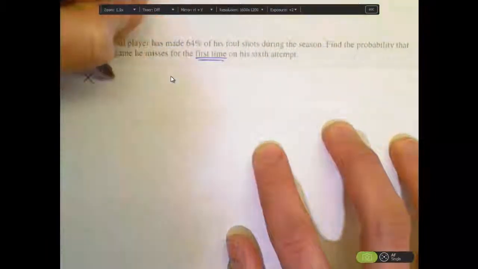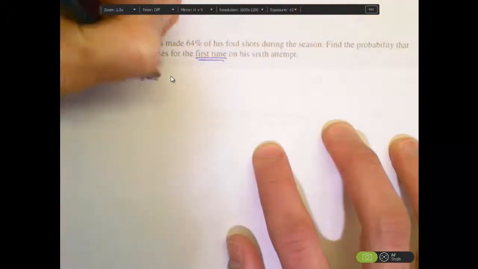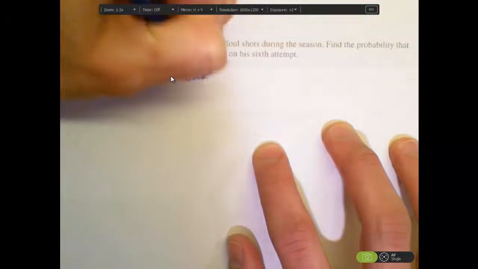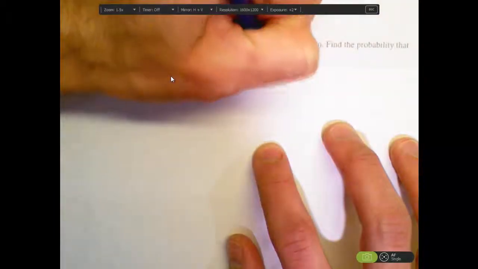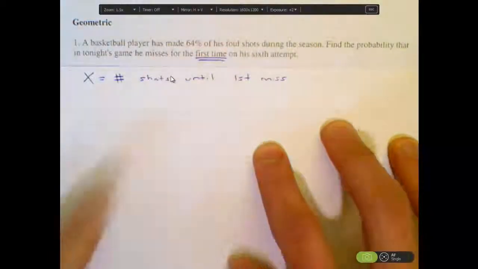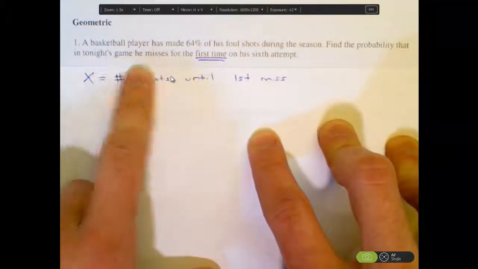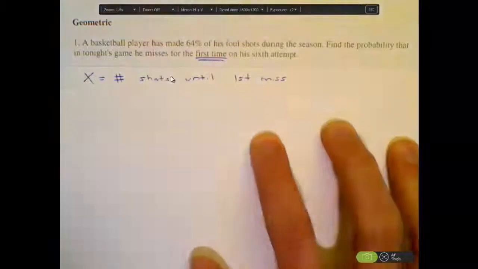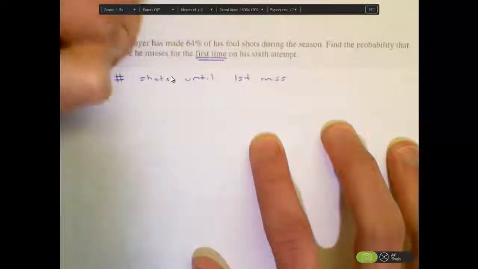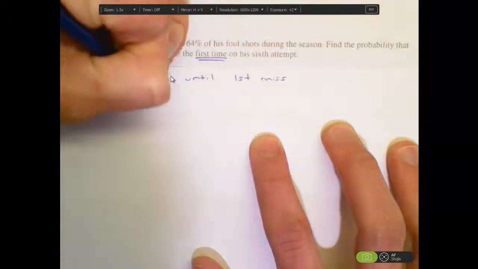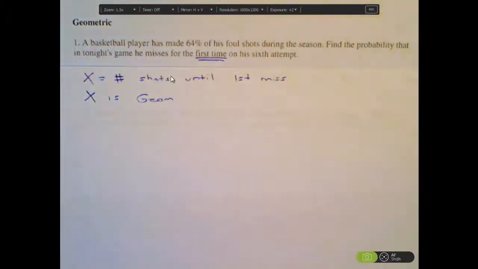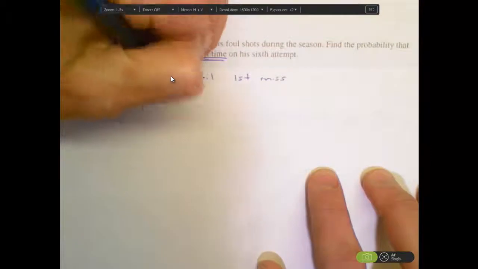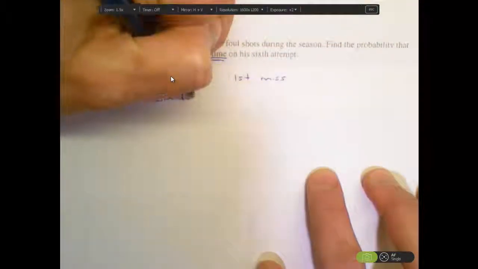Okay, I need to start by identifying a random variable, as we have done. X is now the number of shots until the first miss. Why miss instead of make? Because I want to find the probability he misses for the first time. X is geometric. It's the geometric probability model. This is not on your green sheet anywhere. So you need to know that geometric probability has one parameter, and it's just your probability of success.